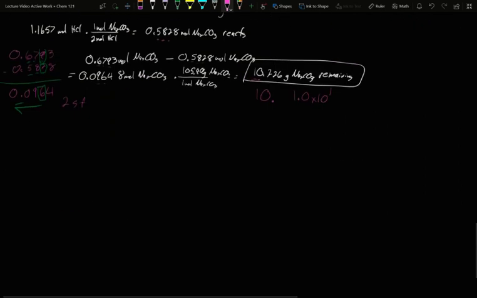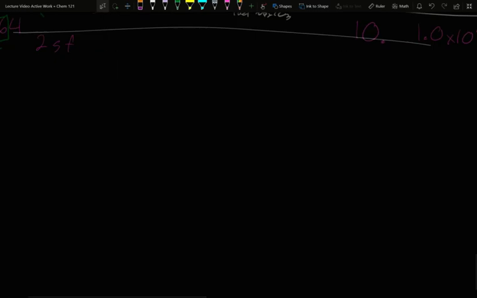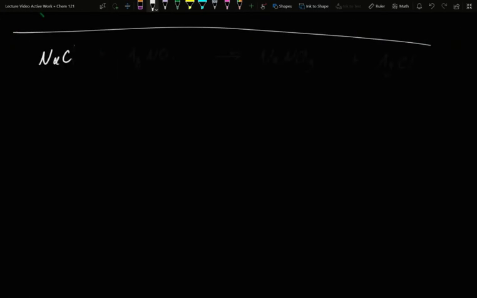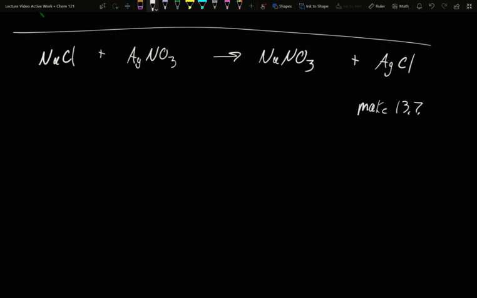All right, continuing down, let's try our next problem. Okay, so let's look at sodium chloride plus silver nitrate goes to sodium nitrate plus silver chloride. In this case, we're going to make 13.7 grams of silver chloride at 85.0% yield. So we do this reaction, but we know only 85% of it will actually become our product. We want to make 13.7 grams in the end.